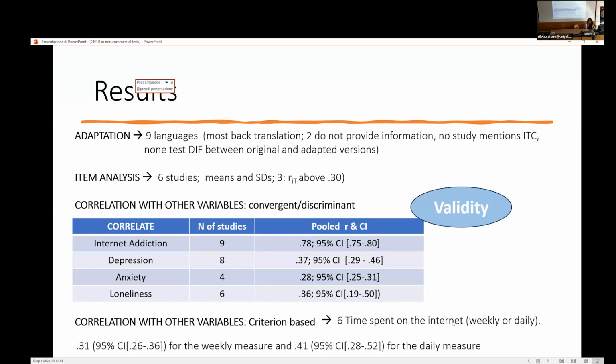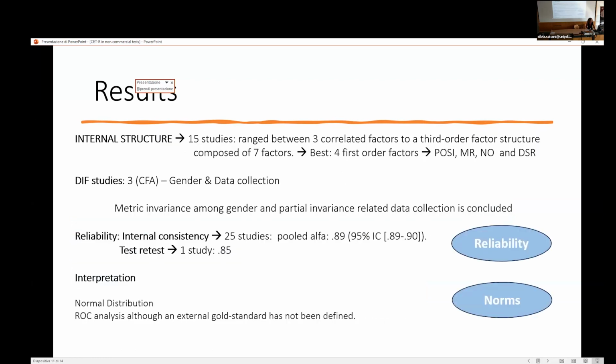We also had 6 studies that used the time spent using the internet as a more objective criterion variable, and we saw that the correlation was also high. Depending on whether it was weekly time spent or daily time spent, we had some differences, but they are both positive, as expected, and moderate in size.